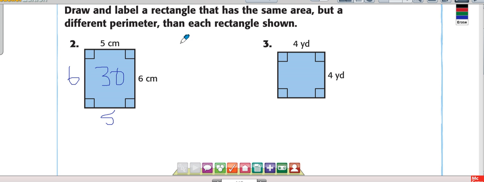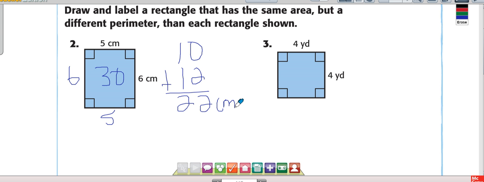5 plus 5 is 10. 6 plus 6 is 12. And I add those. So 0 plus 2 is 2. 1 plus 1 is 2. So the perimeter is 22 centimeters and the area is 30.